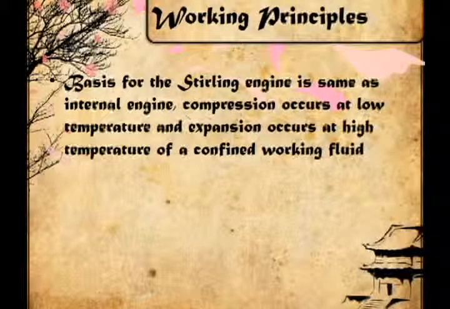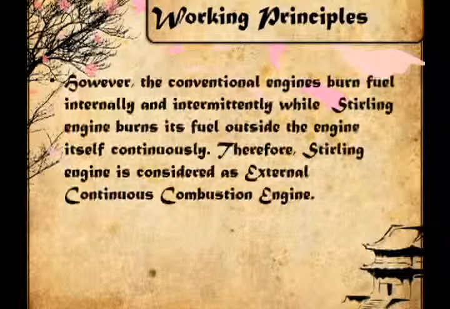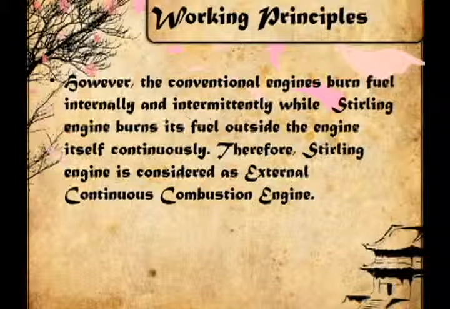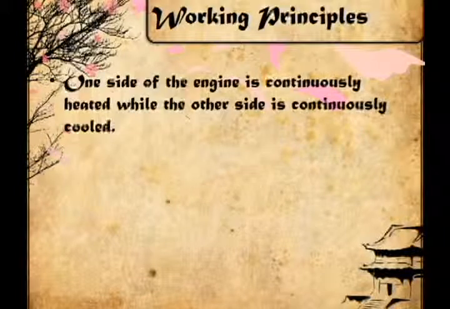Working principles. The basis for the Stirling engine is the same as the internal combustion engine. Compression occurs at low temperature and expansion occurs at high temperature of a confined gas. However, the conventional engines burn fuel internally and intermittently, while Stirling engine burns its fuel outside the engine itself continuously. Therefore, Stirling engine is considered as external continuous combustion.